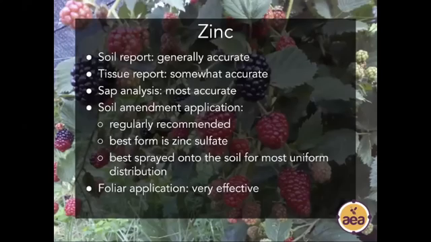When we look at zinc, zinc is the one trace mineral metal that doesn't exist in the soil in different oxidation states. So it is the one trace mineral that I'm most comfortable with, and we see the biggest crop responses from soil applications. So soil reports are generally accurate. They correlate with what the plants are telling us. The tissue analysis is somewhat accurate as well, at least in terms of measured zinc absorption from the soil. And sap analysis, again, is very accurate.